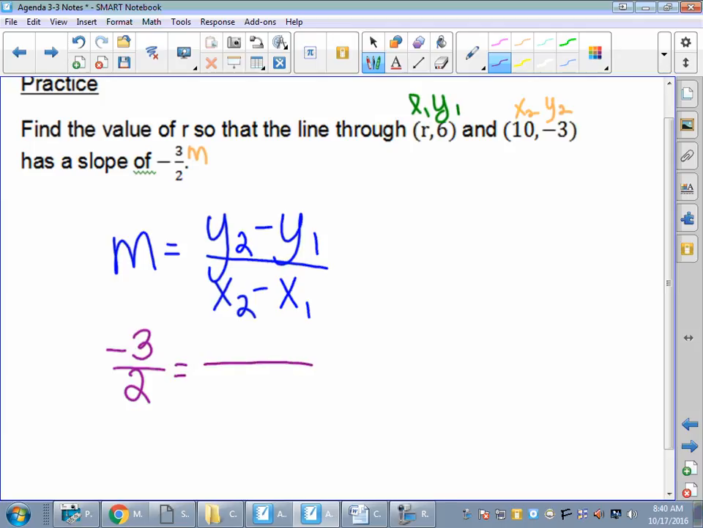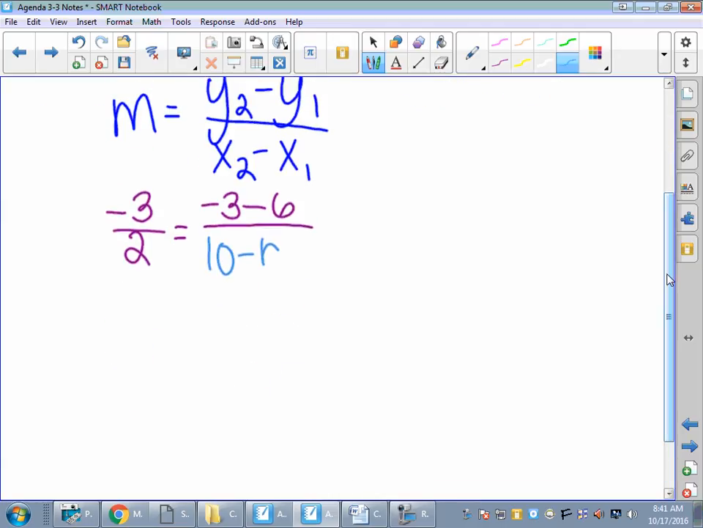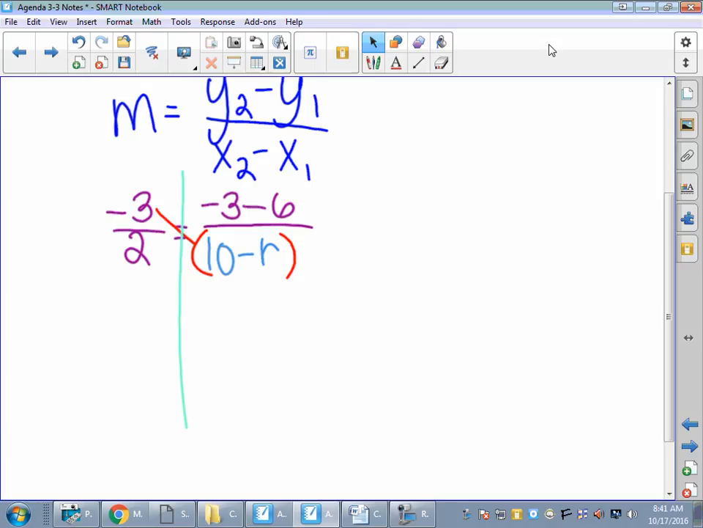Equals, so what's my y2 minus y1? -3 minus 6. x2 minus x1. Everybody see where I got that from? x2 minus x1, so 10 minus r. Now this looks just like an equation from chapter 2. Let's cross multiply this. Notice when I go this way, I'm going to do the distributive property. I'm going to bring my equal sign straight down that line, just like I've been doing. So I'm going to cross multiply and do -30 plus 3r. Everybody agree on my signs there?